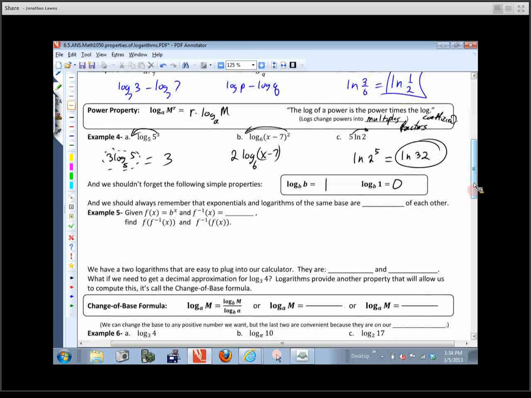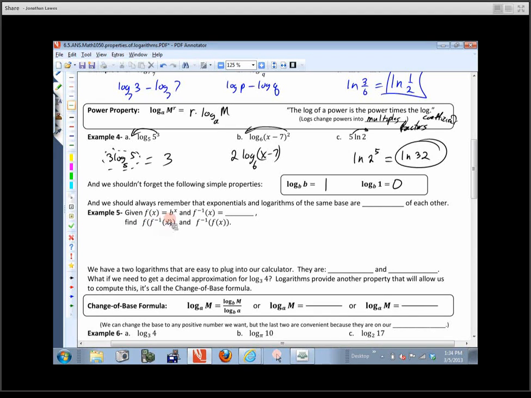Okay, we went over those 3 properties, all of which were new. Of course, we emphasized the fact that logarithms and exponentials of the same base are inverses of each other. They undo each other. And then we reminded ourselves of these 2 properties right here, that if I have the log base b of b, it's 1. If I have the log base b, so any base you want, of 1, it's got to be 0. And then just a quick reminder. So a quick problem right here.